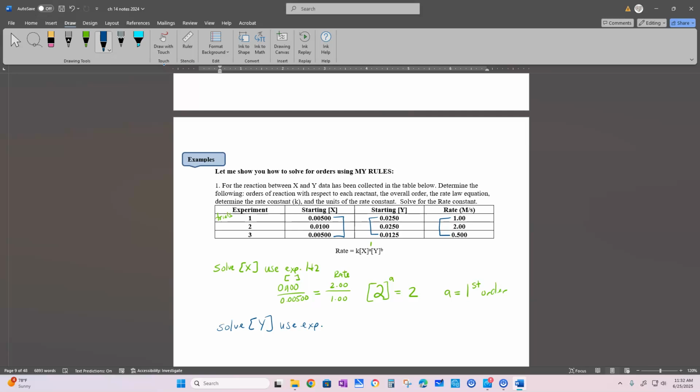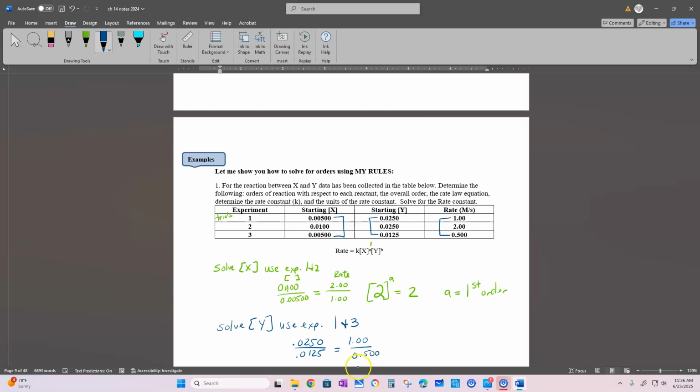Okay, so using experiments, sorry. All right, solving for Y. Sorry for the dogs. So for Y, I'm going to use experiment 1 and 3. And experiment 1 and 3, I'm going to take Y because it changes. So my concentration, 0.0250 over 0.0125, okay? And how my rate went from 1.00 to 0.500, okay?